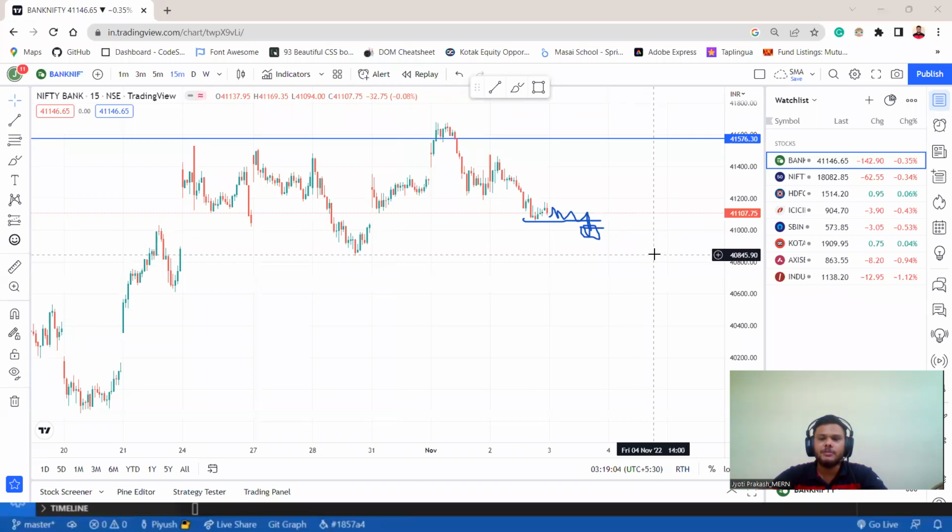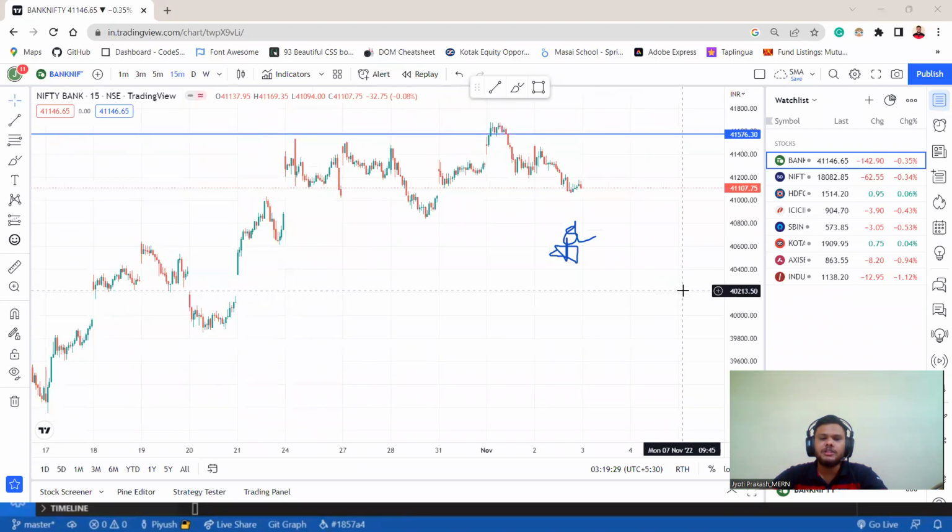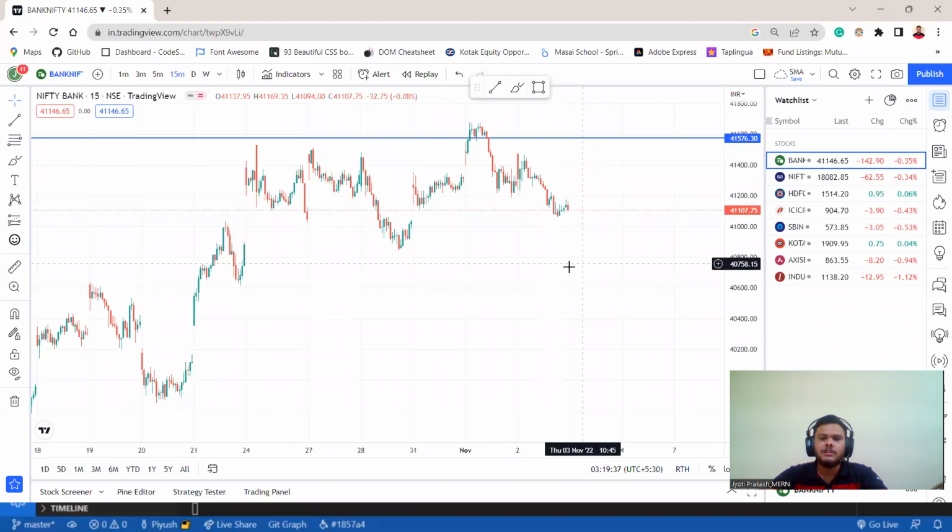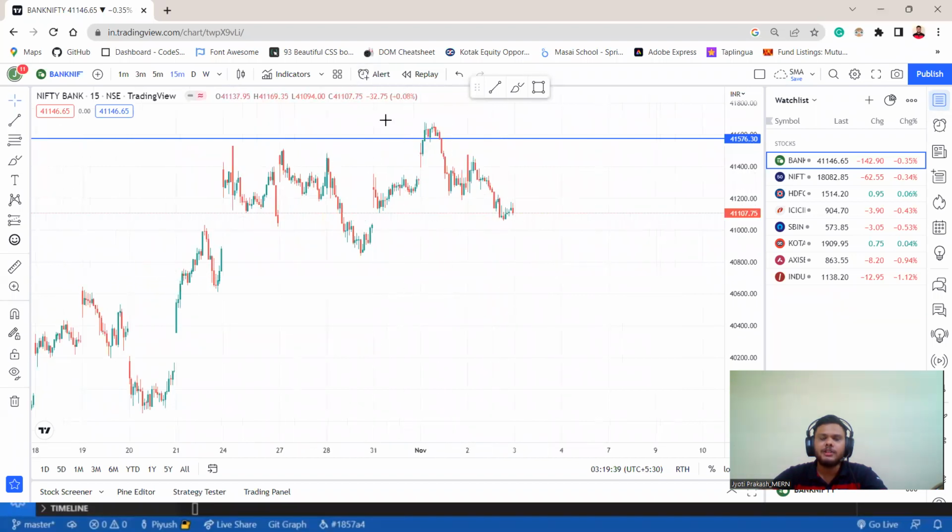As I said, your target will be the round level 41,000 first. Second target you can set to 40,800 to 830. And let's assume the market opens gap down, opens between 41,800 and 41,900, and it shows any negative scenario there in 15 minutes, then you can also take it for selling and you can set your target to 40,600, and your next target will be 40,350. But for that, it needs to open gap down and show any negative movement. After that, you can take it for selling.